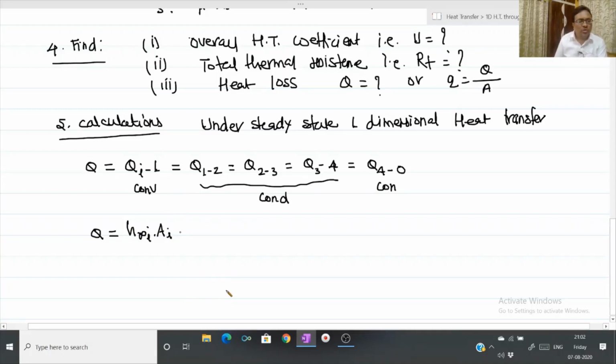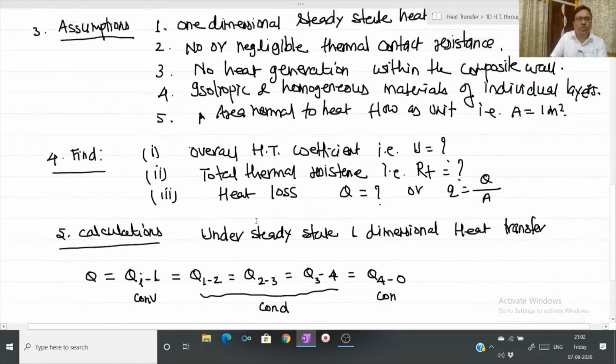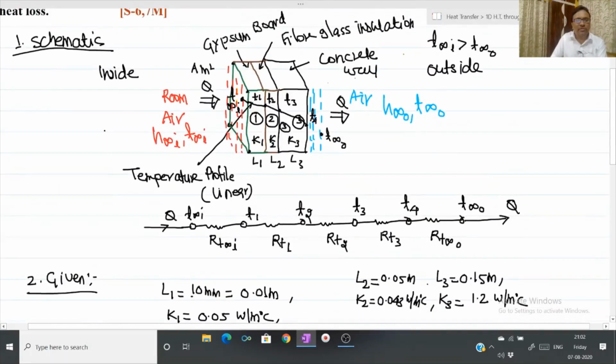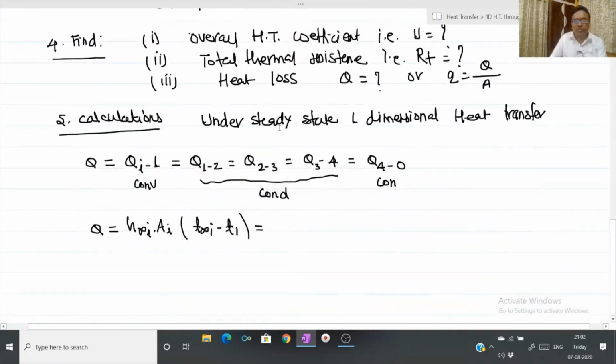Ai will be the fluid film area normal to the heat transfer, times T infinity i minus T1. Q12 is the rate of heat transfer from left face of the gypsum board to the interface by conduction. So we can recall Fourier's law of heat conduction, kA delta T over L. So k1 A, T1 minus T2 over L1.